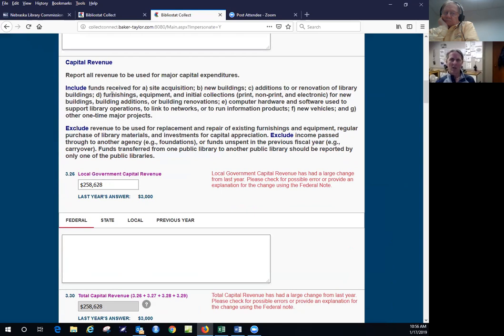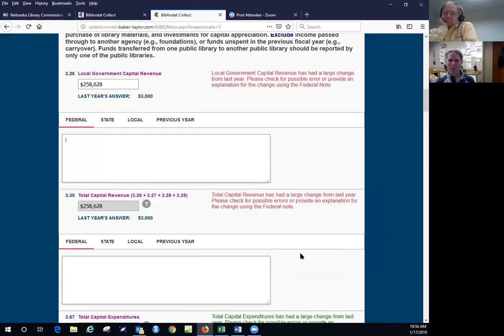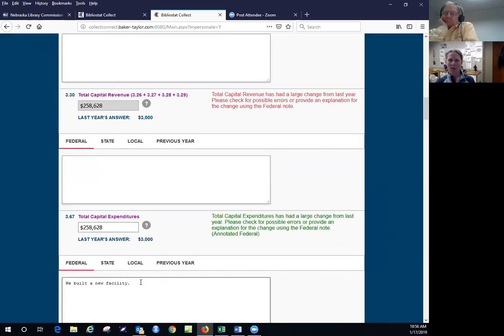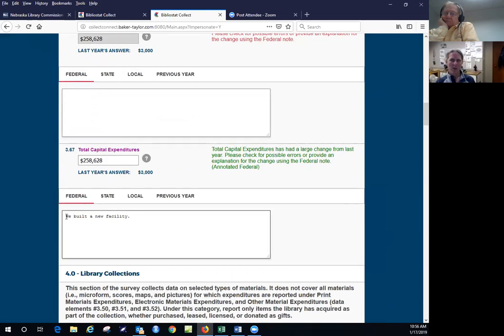Looks like you got an edit check for capital revenue too. Again, the note here is likely going to be we built a new library. That's why we got this large amount of money compared to last year. Same thing with the expenditure as well down here. See here, we entered a note in the survey. We built a new facility. That was why we had this large expenditure.